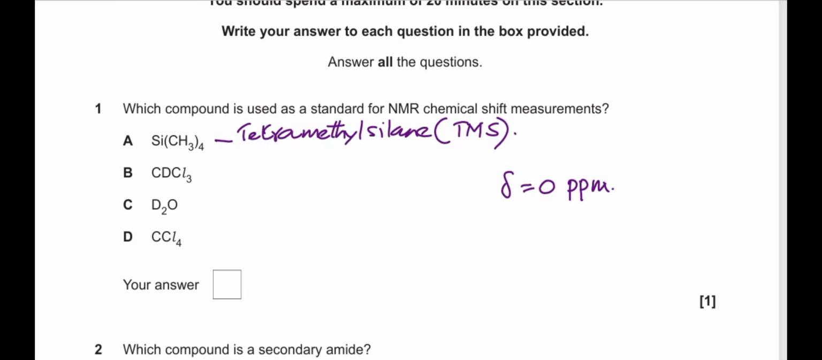The reason for the sharp non-fluctuating peaks created by TMS is its shape. It is Si with CH3 in 4 identical positions in symmetry. You can see that these 12 protons are in identical environments. These 4 carbon atoms are also in identical environments.